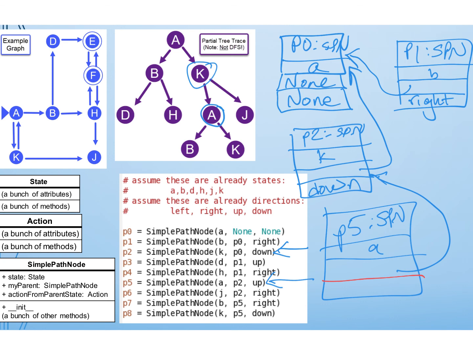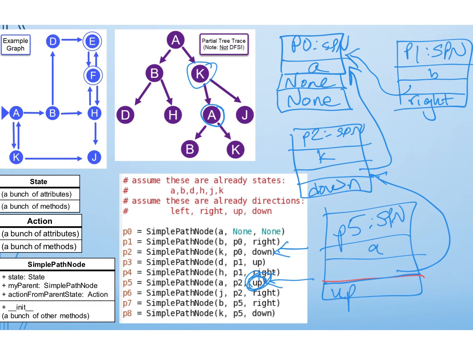And, oops, it shouldn't be red there. Sorry, I don't know how I switched to red. And it is also P5, the direction from its parent was up. In this thing, I wrote it as up. You can also see that to get from the K to the A over here, you go up, which is where I came up with this in the first place.